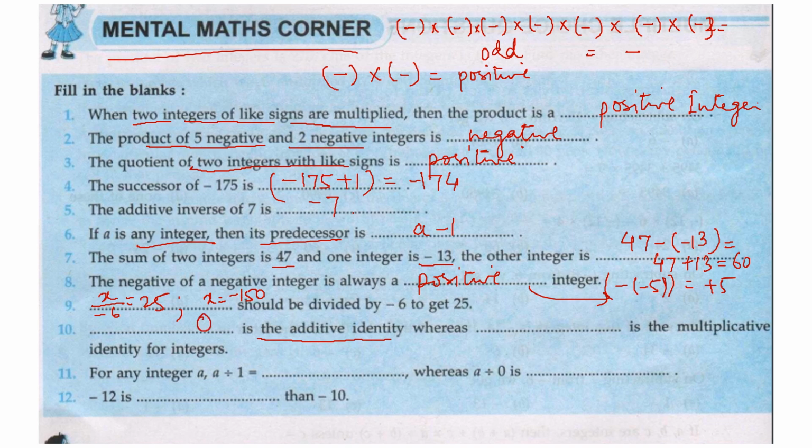The additive identity was 0, whereas 1 was the multiplicative identity of integers. I told you that the identity doesn't change. When you add 0, it won't change. When you multiply the given integer with 1, it won't change its value. For any integer a, a divided by 1 is equal to a, whereas a divided by 0 is not defined. Minus 12 is smaller than minus 10.